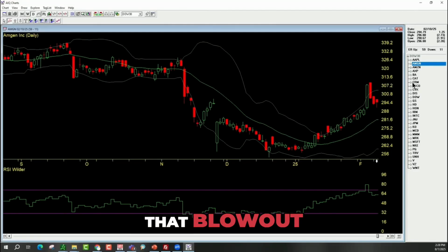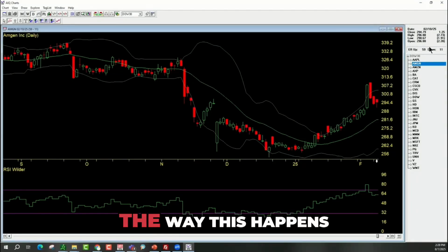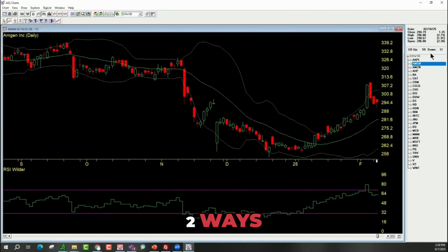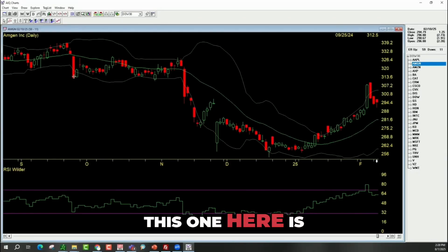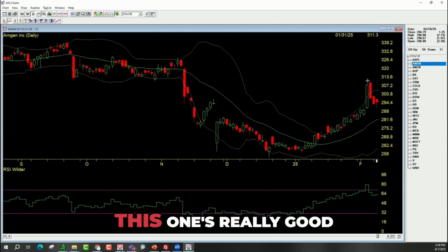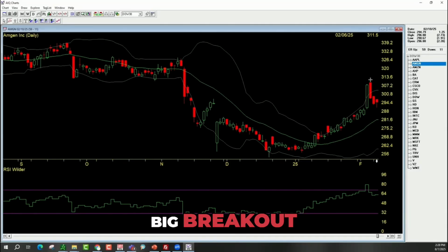Now, the third one is that blowout. When it blows through the band upside or to the downside, the degree and the scale of it and the way this happens can be traded in 2 ways. Number one, look at this breakout here is not significant, right? This one here is a little better, but still not great. This one's really good. This is a real big breakout. This is the reversion one where you think, well, yeah, it's going to break out here. It's time to go short.